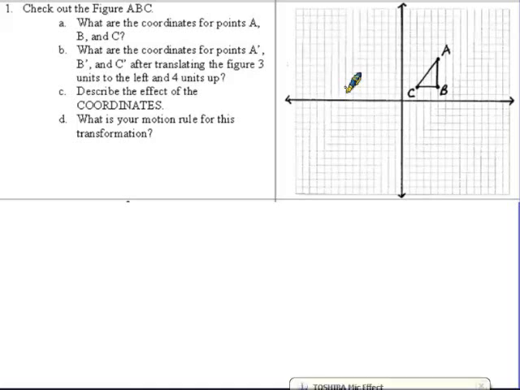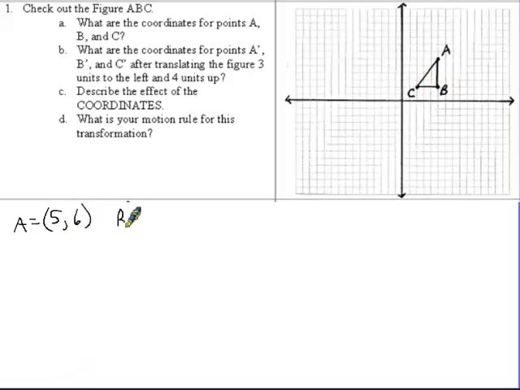Alright, so let's go over number one, letter A. What are the coordinates for points A, B, and C? So we've got coordinates for point A. If I start here at the origin, I go over 1, 2, 3, 4, 5, and then up 1, 2, 3, 4, 5, 6, I believe. Let's see, 1, 2, 3, 4, 5, 6. Yep. Positive 5, positive 6.